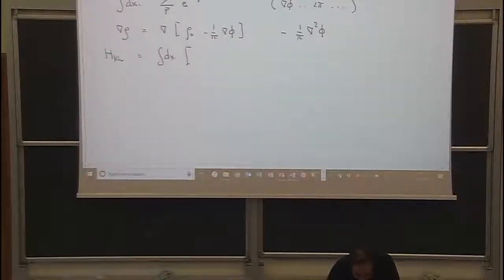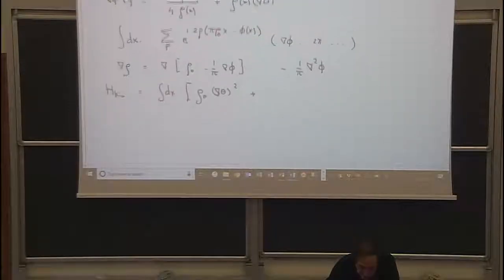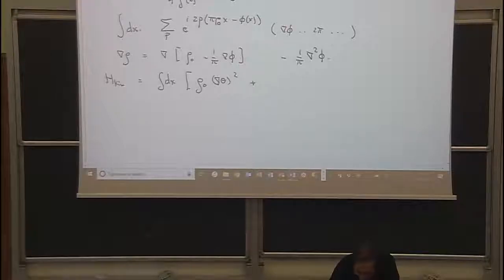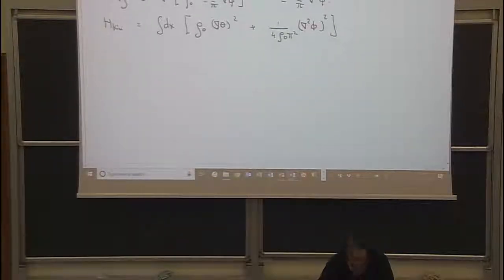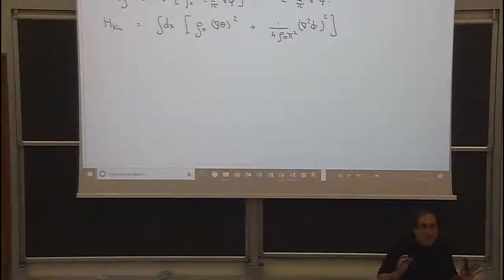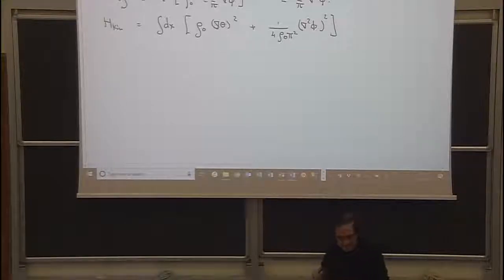So I will write that my kinetic energy is rho 0 grad theta square, and then I get another term, which is 1 over 4 rho of x. Same thing, I will say this is 1 over 4 rho 0. And I get now 1 over pi square, nabla square phi square. And now you see I have a very nice Hamiltonian. I liked it. It's very beautiful. It's nice. Why is it nice?